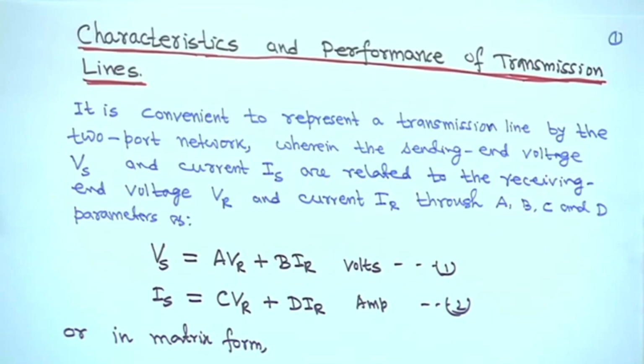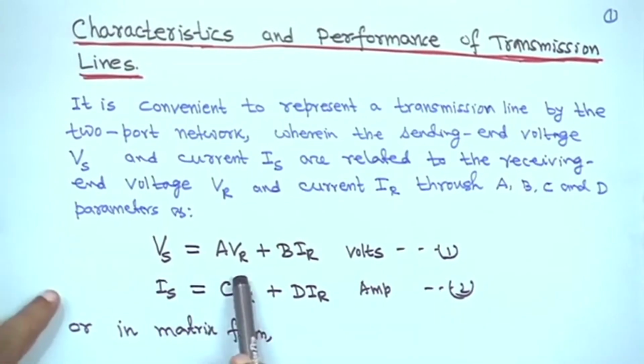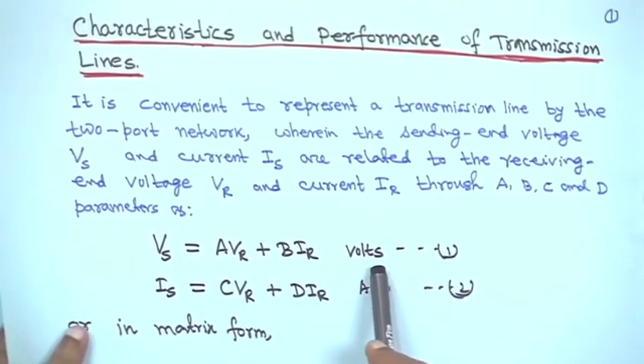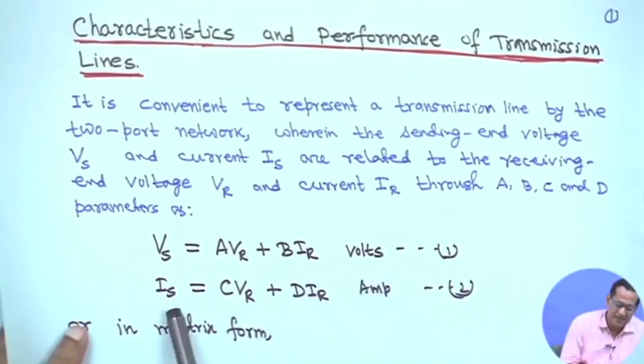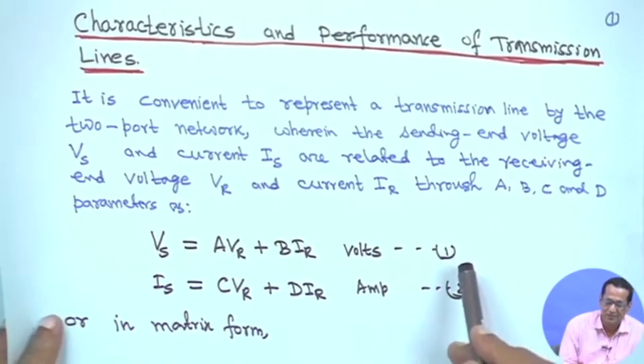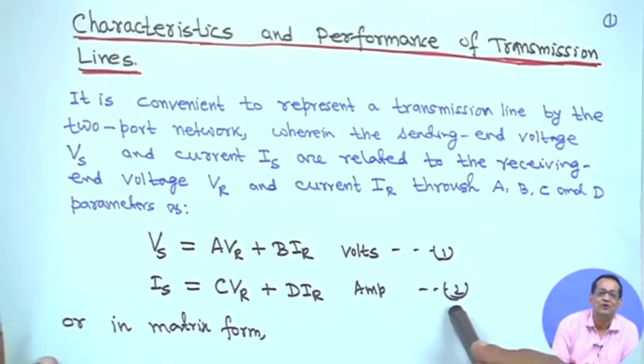So, generally you know that we can write Vs = A Vr + B Ir, basically its unit should be volts. And Is = C Vr + D Ir, this is ampere. So, this is a new topic started. This equation is 1 and this equation is 2, right.